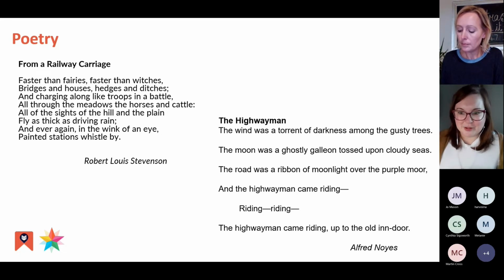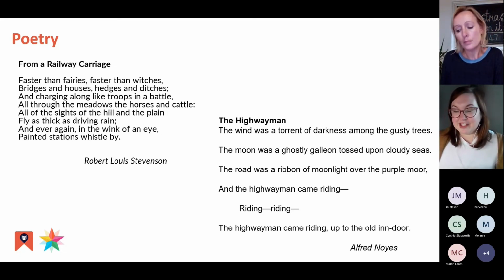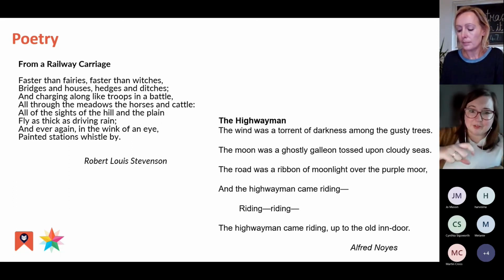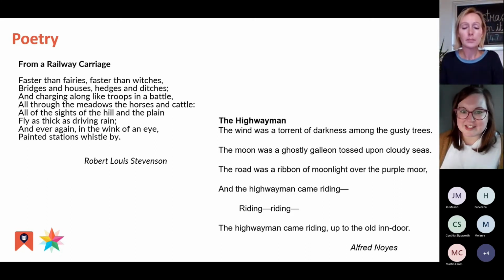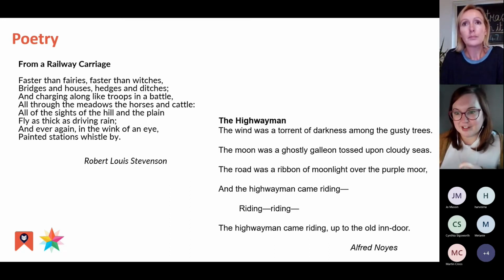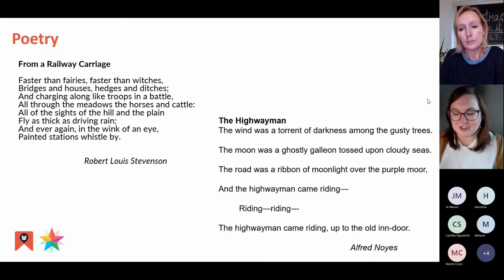Already you've got that image in your head of the moon looking like a ship going through the clouds, the cloudy seas. You've got this idea of a road being a ribbon of moonlight, and you've got the purple moor. There's just so many choices that the poet has made to show that imagery very, very clearly. And I think it's a great activity to get the children to draw something once you've explored the vocabulary a little bit more.